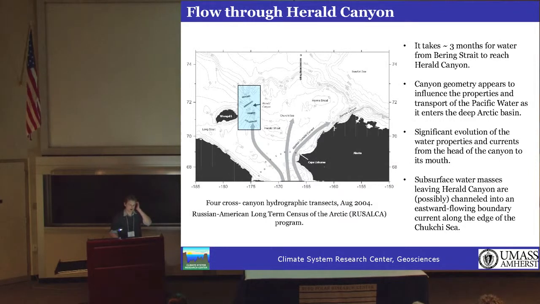And so we can look at flow through the canyon. We'll look at Barrow Canyon. A number of hydrographic surveys are done across the canyon, with sampling again for the water properties going through this region. It roughly takes about 3 months for what comes through Bering Strait to make it down through the canyon. That gives you an idea of the advection timescales in this region. And the water that goes from the top of the canyon down the canyon to depth undergoes certain changes, and we'll see that in a minute.